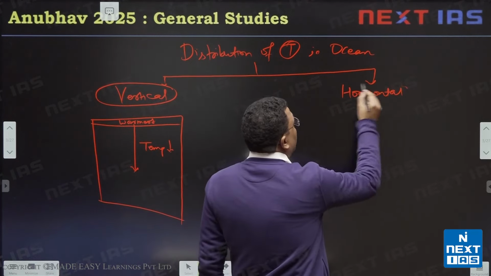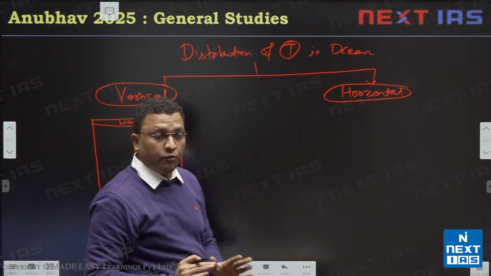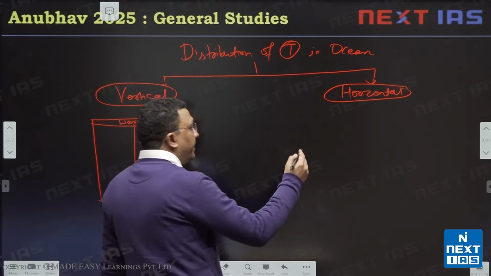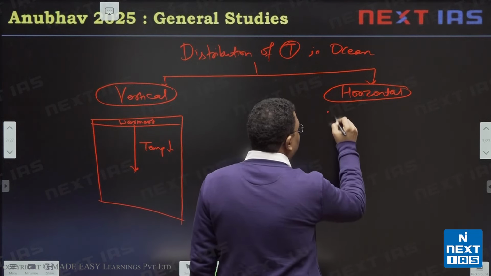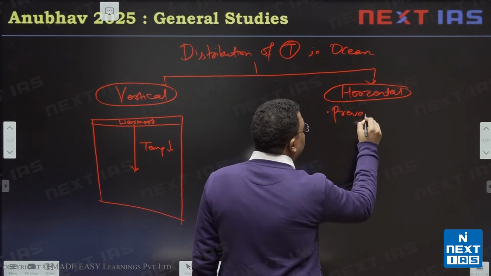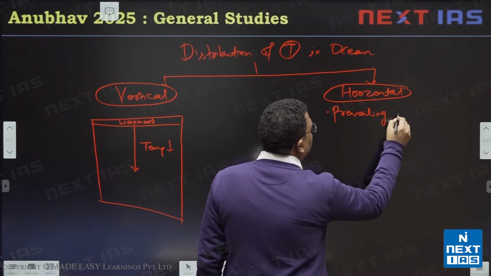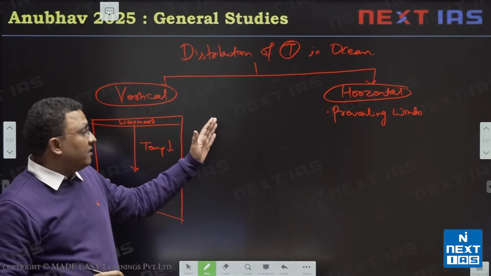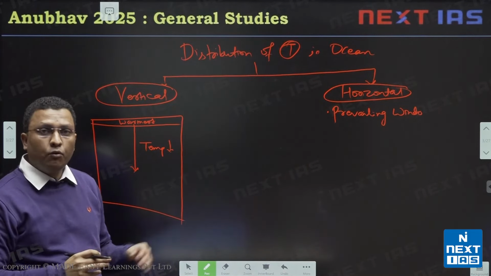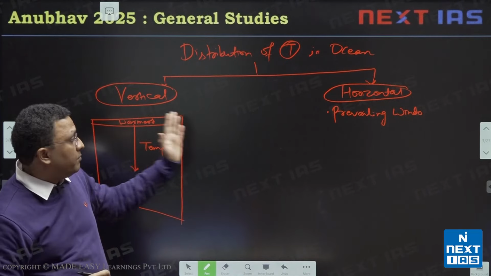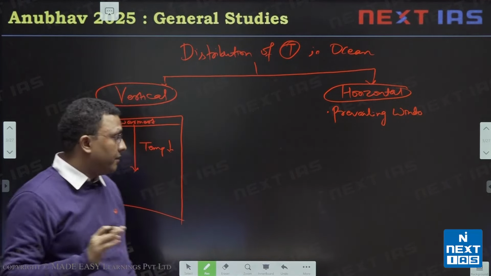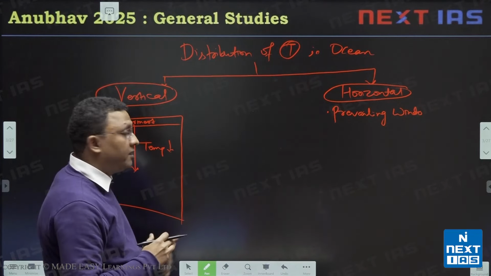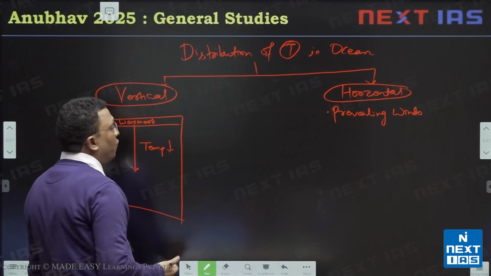So vertical distribution of temperature in ocean water is pretty much simple, right? But when it comes to horizontal distribution of temperature in ocean water, this is not as simple as vertical distribution. It actually depends on multiple factors, and prevailing winds is one of the factors which impact the horizontal distribution of temperature in ocean water, and our question is based on this factor only, right?